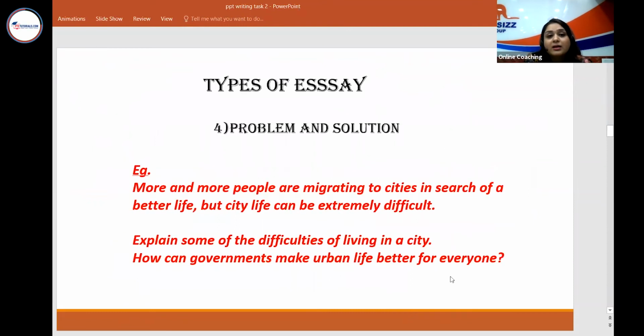Okay. The fourth type of essay is problem and solution. They'll give you a topic and ask what the problems are and what the solutions are. It's as simple as that. In body paragraph 1, you mention problems. In body paragraph 2, you mention solutions. That's it. It's very simple.